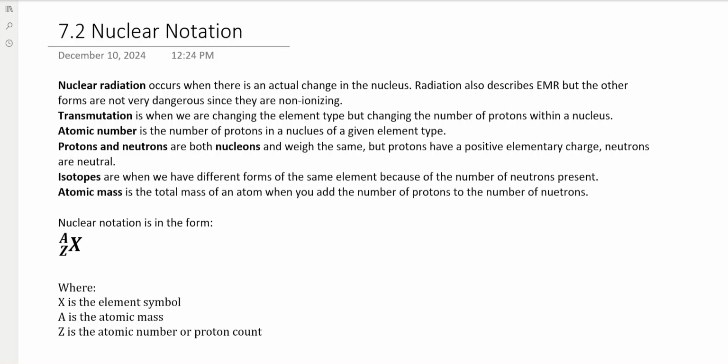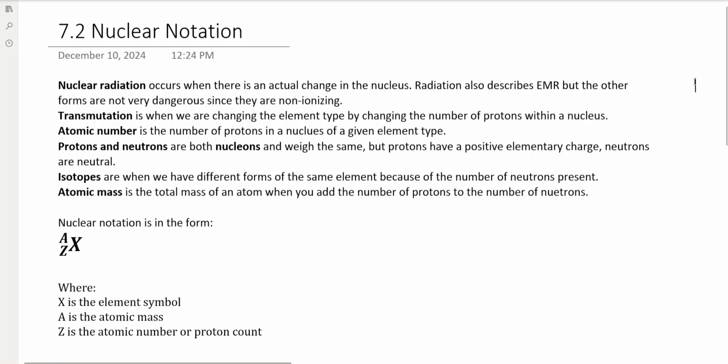Nuclear radiation occurs when there's an actual change in the nucleus. It could be other types of radiation, but if it's nuclear radiation, it would be a change in the nucleus. Other types of radiation are not super dangerous. I mean, if you're microwaving yourself, it's not a good thing, but it's non-ionizing, so it's not as damaging. It's damaging for other reasons, potentially, if you're microwaving your arm, but it's not ionizing, so it's not likely to cause cancer, basically.